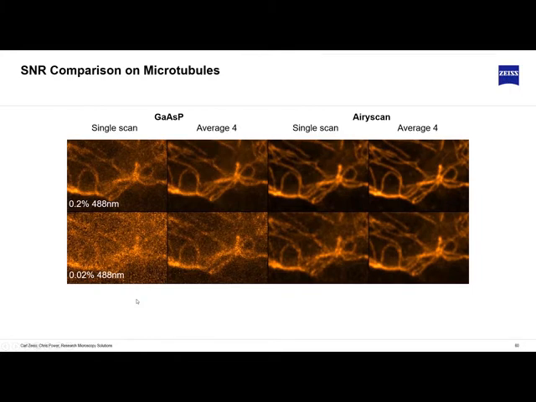And if I zoom into these microtubules here, you can see not only is the Airyscan always better, but if I compare, say, the image in the complete bottom right to a PMT average 4 here, what you tend to see is that with the Airyscan, you can get away with comparable image quality with about 1/10 of the laser power.